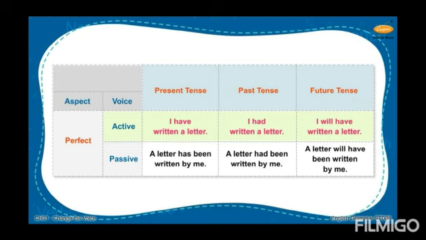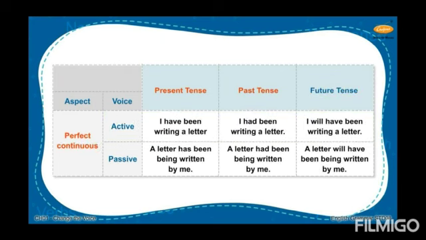Same way for past tense, I had written a letter, had. So the past perfect tense will be had been. A letter had been written by me. For future tense, will have. So perfect future tense will be will have been. A letter will have been written by me. So you need to add been to the verb in present, past and future form.